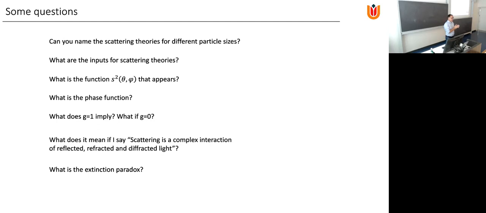And what does it imply if g is exactly 0? Yeah, let's say equal in the forward directions and the backward directions.